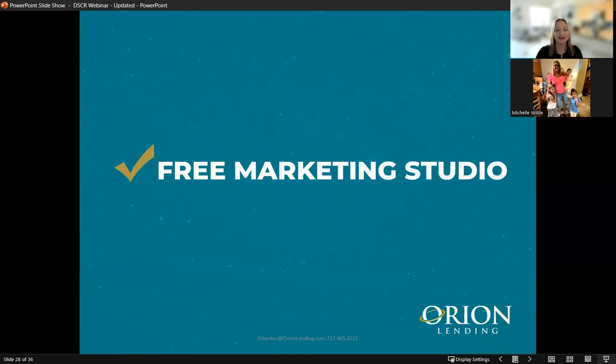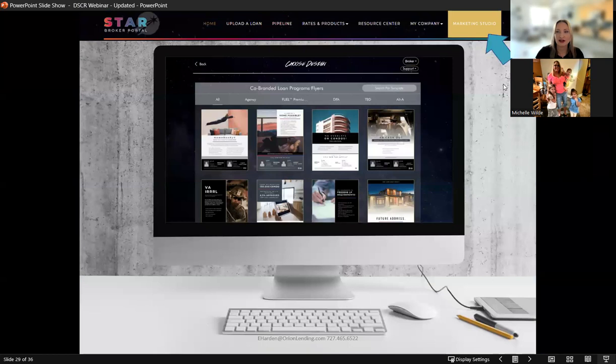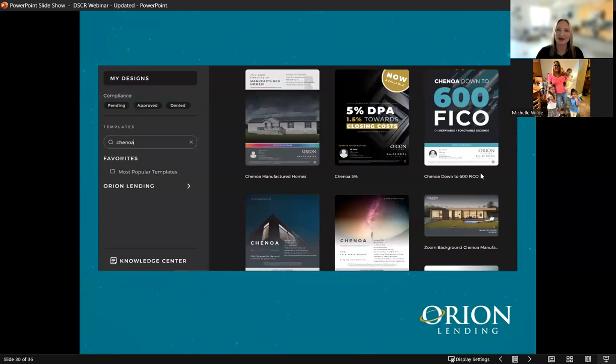One thing you're going to find in our STAR portal is our marketing studio. So once you're logged in, you're going to click on marketing studio at the top right. We've got all kinds of flyers in there. The screenshots that I took are saying Orion, because that's the company that I work for. But when you log in, you're going to import your company logo, your picture if you want it on there, your contact information, and it will be your branding, not ours. All of this is pre-designed.